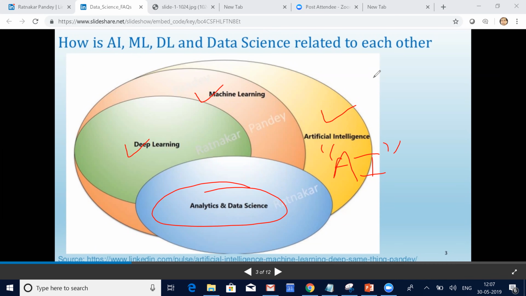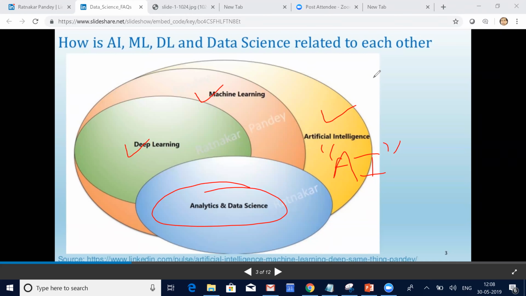So AI is the bigger umbrella of anything that you're doing in terms of teaching a machine how to act and behave and work like a human, right? That's why it's called artificial intelligence. So the machine is not intelligent. We are making them intelligent by training them, by working alongside them, and so on and so forth, right?